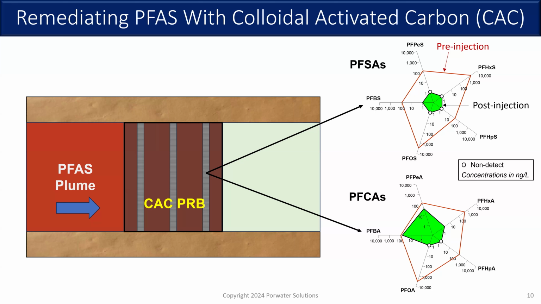We've got the long chains like PFOA, that's typically regulated, also declined by about 3.5 orders of magnitude. Same with PFHXA, PFHPA, they decline a couple orders of magnitude. The two short chain carboxylates are a bit different though. PFBA and PFPEA, they haven't absorbed as well to the activated carbon.